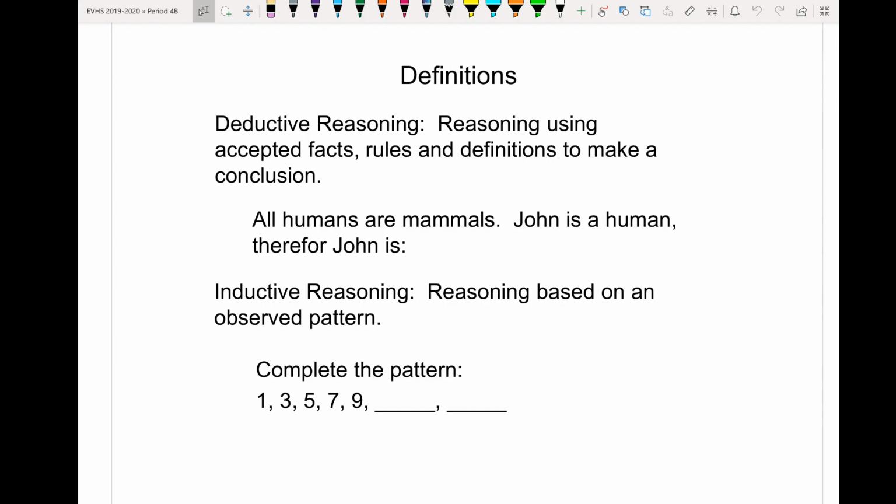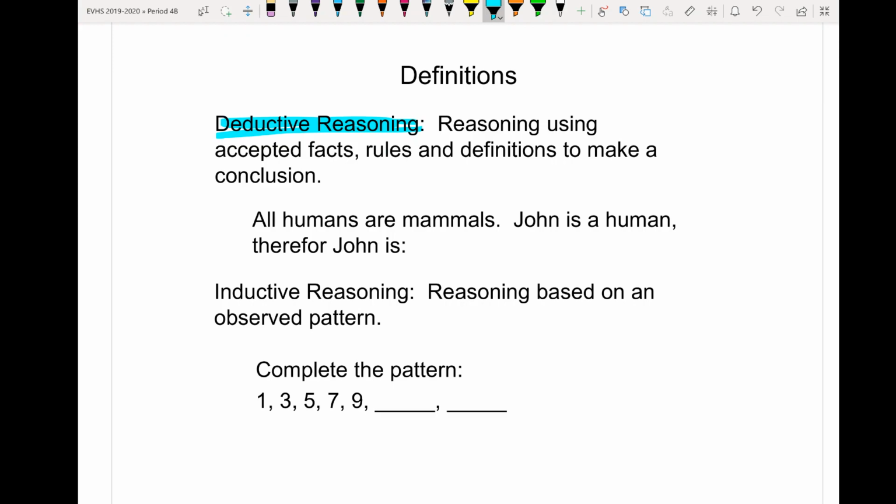First off, inductive versus deductive reasoning. Deductive reasoning is whenever you are using accepted facts, rules, definitions, etc. to make a conclusion. So, the vast majority of the things that you have done in a math class have been deductive. We tell you the rule, and therefore you repeat the rule. Algebra, right? We tell you how to solve for x, you keep on solving for x over and over again.